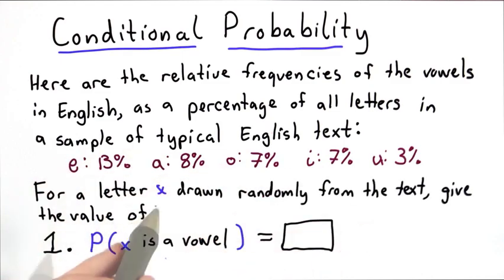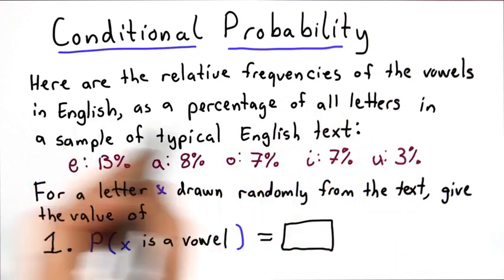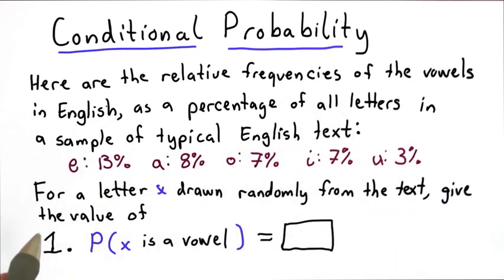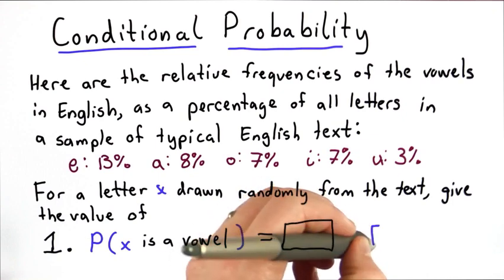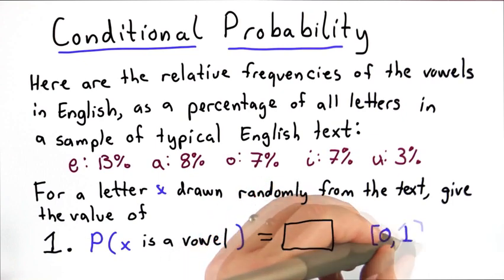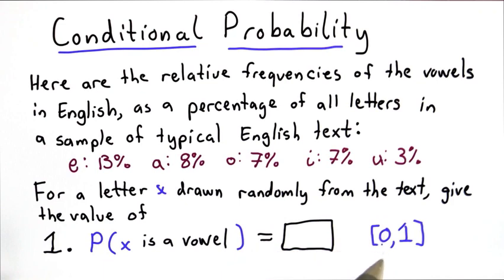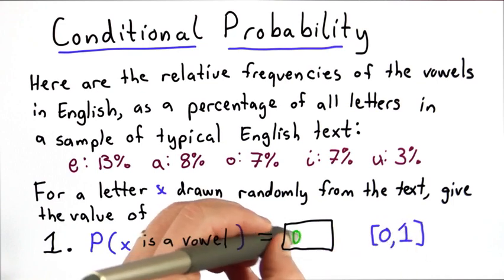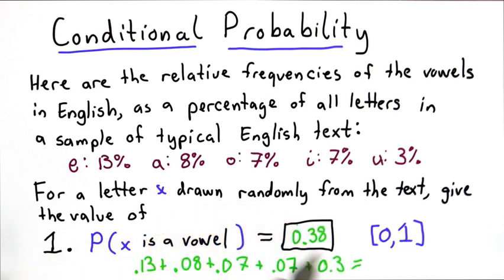So for question 1, assume some letter X is drawn randomly from English text with the same distribution as we've collected here. Give the value of the probability that X is a vowel. Your answer should be in the range from 0 to 1. So a real number where 0 means it could never occur, 1 means it always occurs. The answer is 0.38, and that's just the sum of the probability for each vowel. Summing those up, we get 0.38 as the probability that a randomly drawn letter is a vowel.